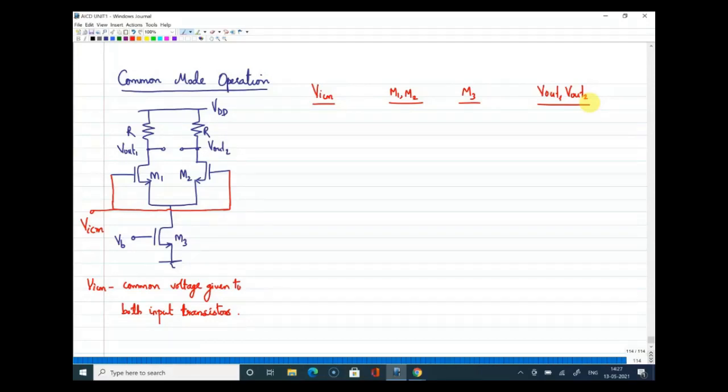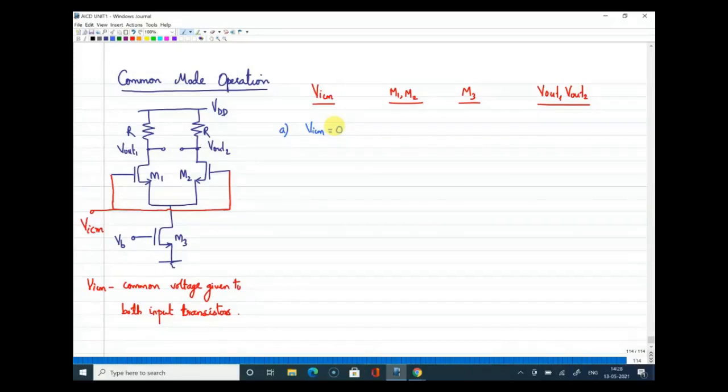Okay. So let us start this by considering the VICM voltage as 0. I'll keep VICM equal to 0 first. So what will happen, or what will be the condition of transistors M1 and M2 when your VICM is 0? Can I get your response in the chat box?